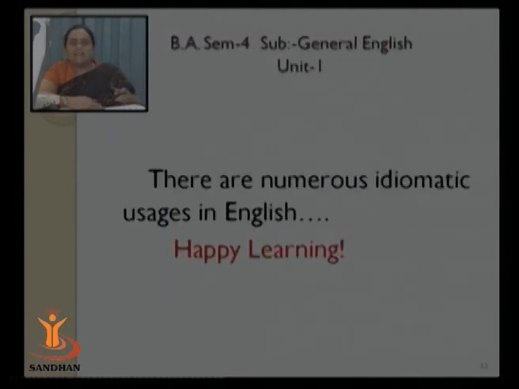That's all from my side. There are numerous idiomatic usages. There are numerous idioms and phrases in English. If you sit to count them, they might cross the figures, they might be more than thousands. But whatever you learn, whichever you acquire, are going to benefit you definitely.